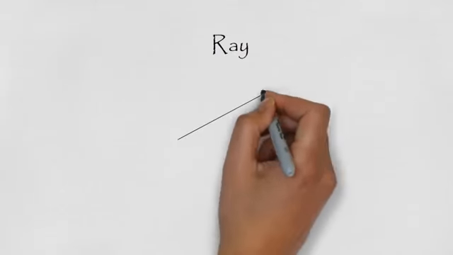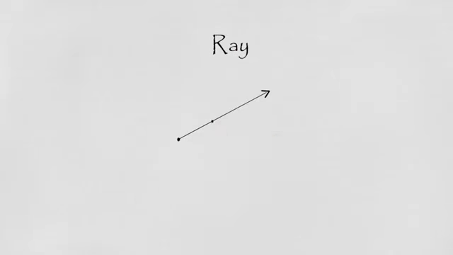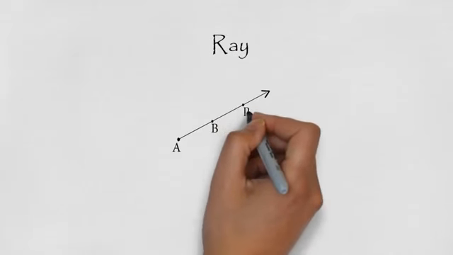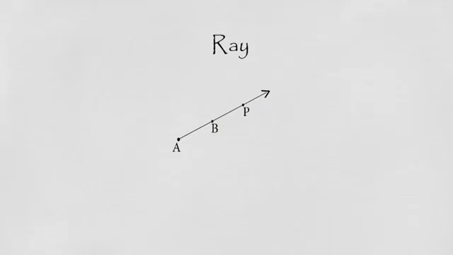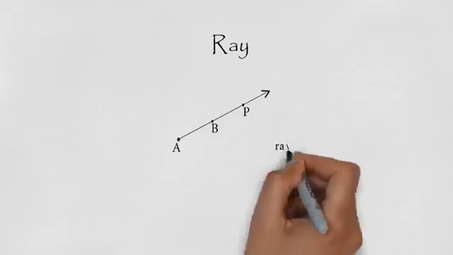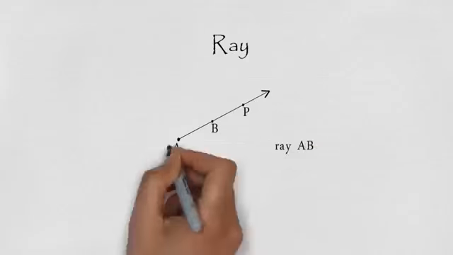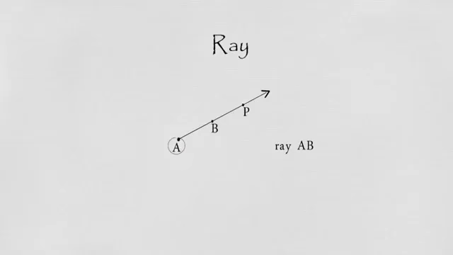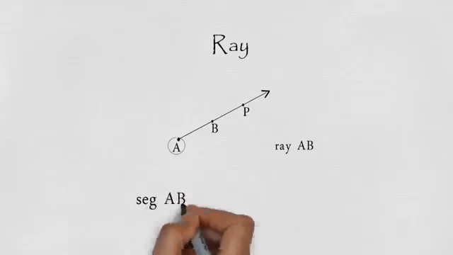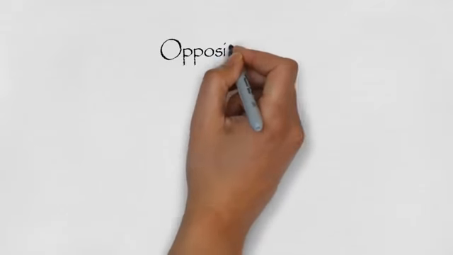Ray. Suppose A and B are 2 points, then the set of all points of segment AB together with all the points P on the line AB for which B is between A and P is called the ray AB. The point A is called the origin of ray AB. The ray is a subset of a line. Segment AB is a subset of ray AB.